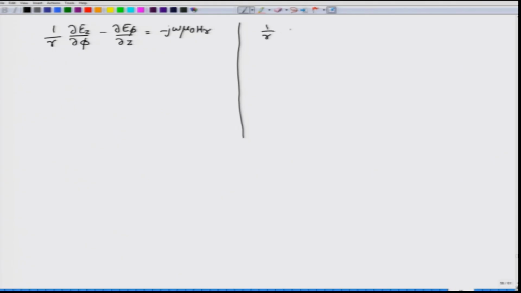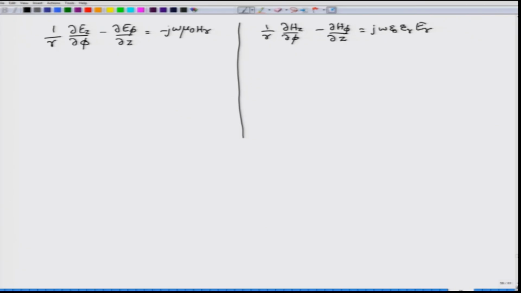The corresponding component for H will be this one, where you replace E by H, and then you have j omega epsilon 0. I will at this point simply write this as epsilon r. I am not going to write down whether epsilon r is epsilon r1 or epsilon r2, because you can do that substitution later on. So, I am just writing this in a general medium having a refractive index epsilon r.